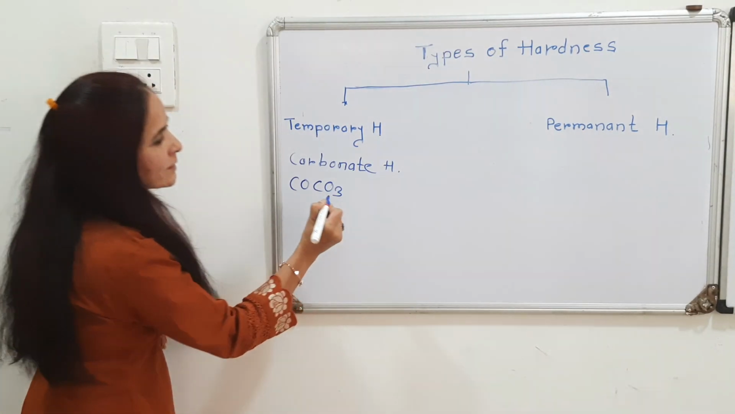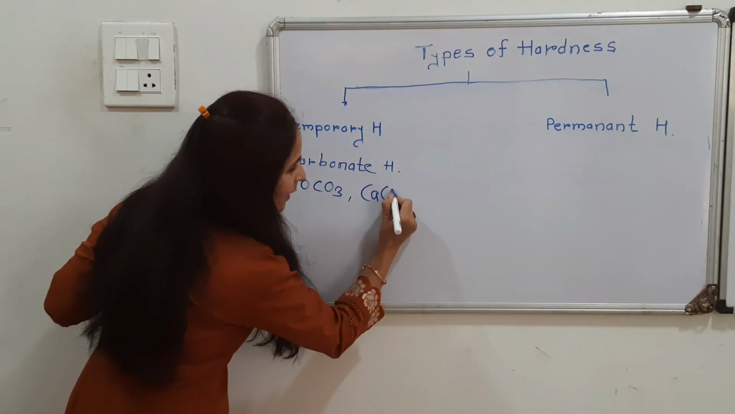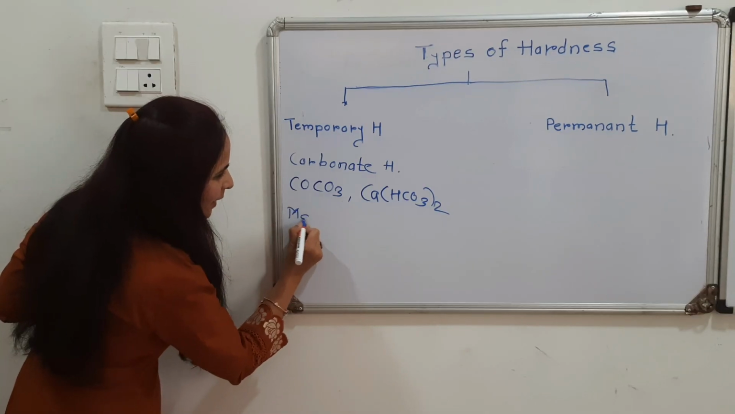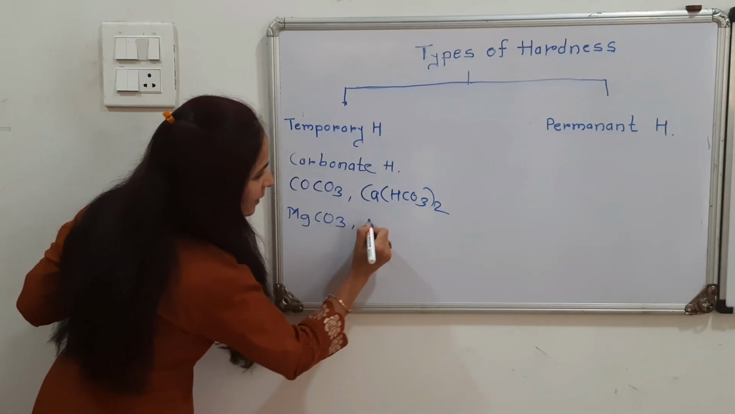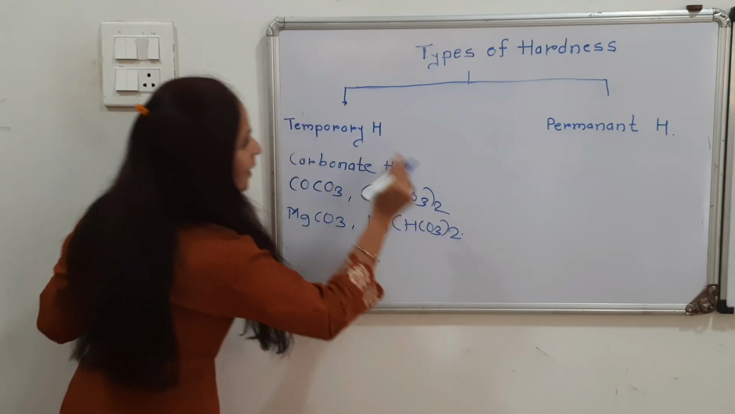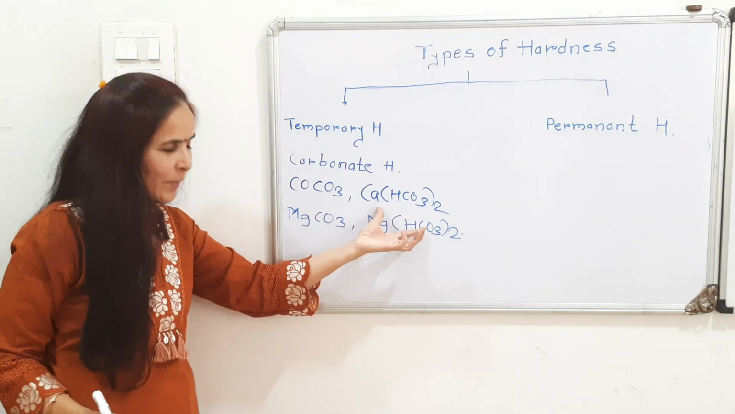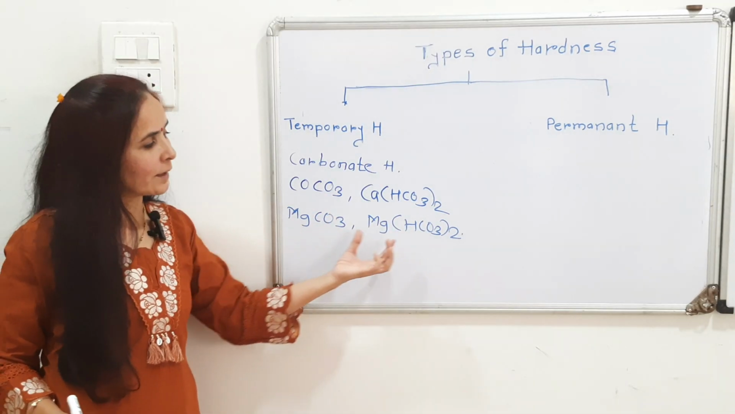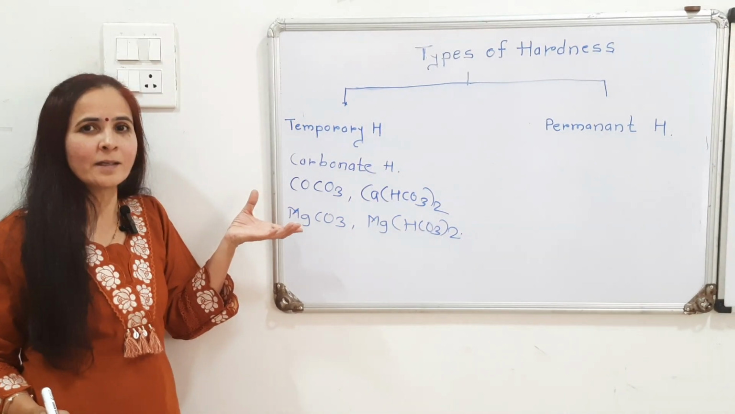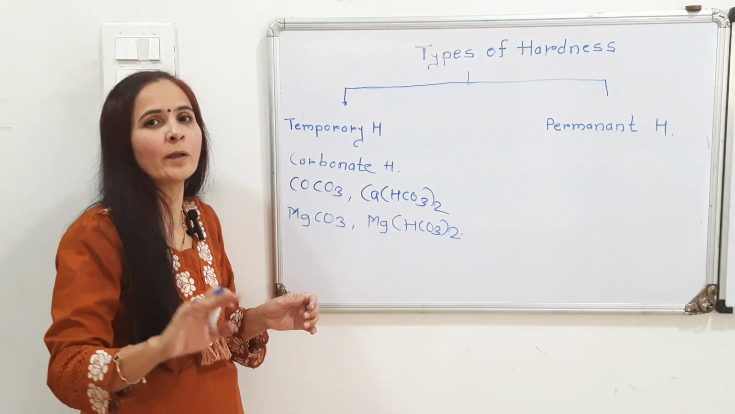This temporary hardness is caused due to the presence of calcium carbonate. We have to remember these examples: calcium carbonate, calcium bicarbonate, magnesium carbonate and magnesium bicarbonate. Means this carbonate hardness is caused due to the presence of these. And why is it called temporary hardness? Because we can remove this type of hardness by the simple boiling method.